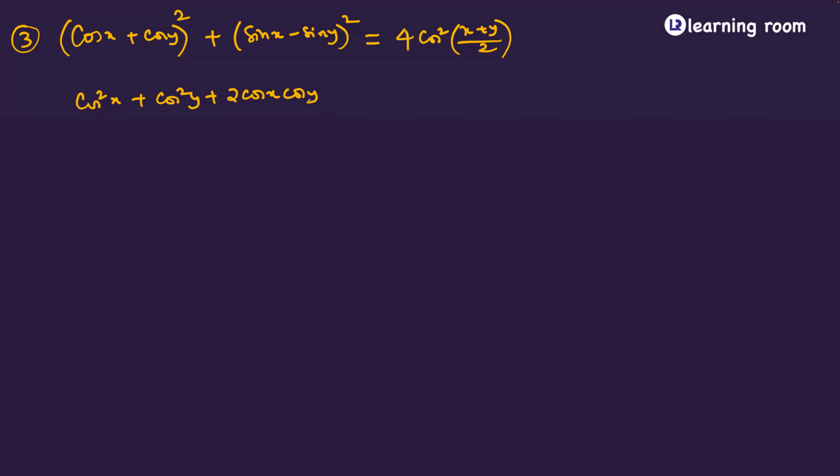A square plus b square, either. Okay, you want to use that formula? Okay, that is also fine. Then you will get a common term. So this will be 2 cos square of (x plus y) by 2, sine square of, sorry, cos, yeah. So you'll have 2 cos square of (x minus y) by 2.